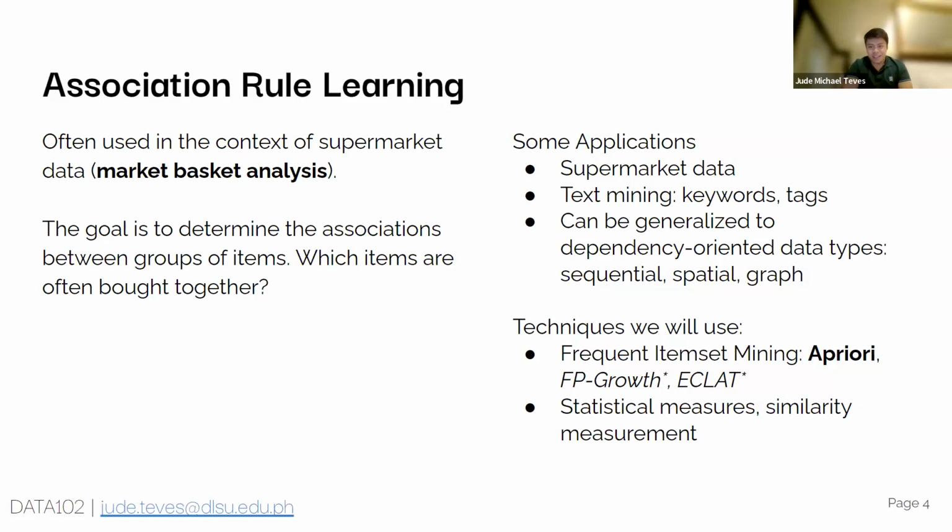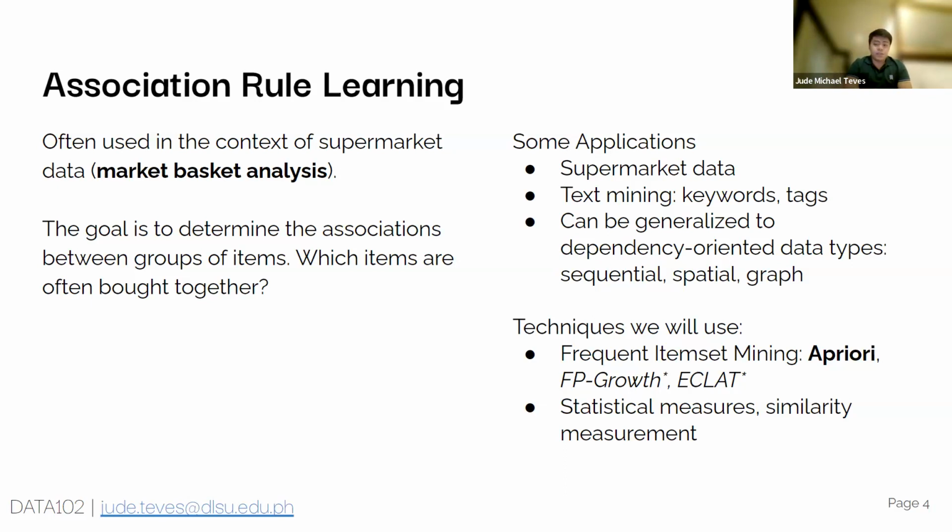So some applications of that, well, again, the supermarket data could also be applied to text mining, the keywords and tags, which keywords are often used together, and it can also be generalized to any dependency-oriented data types, such as sequential, spatial, or graph, because for graphs, they have to be connected, and for sequential, it has to be beside each other. So you could use association rule learning for these kinds of problems.